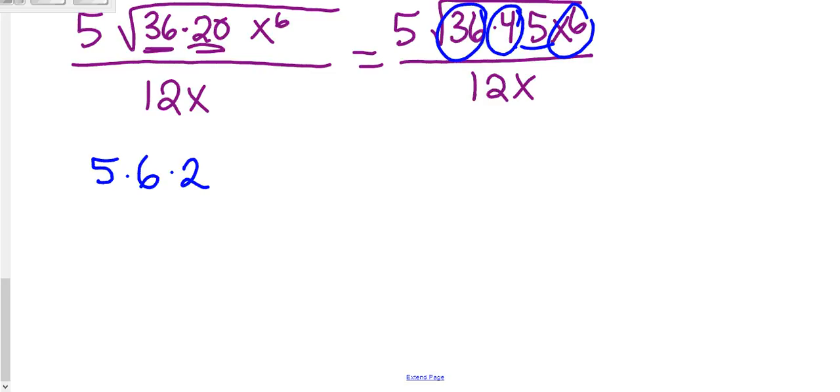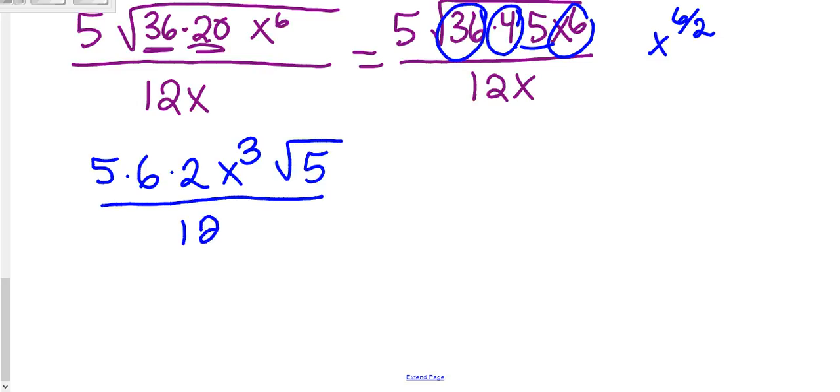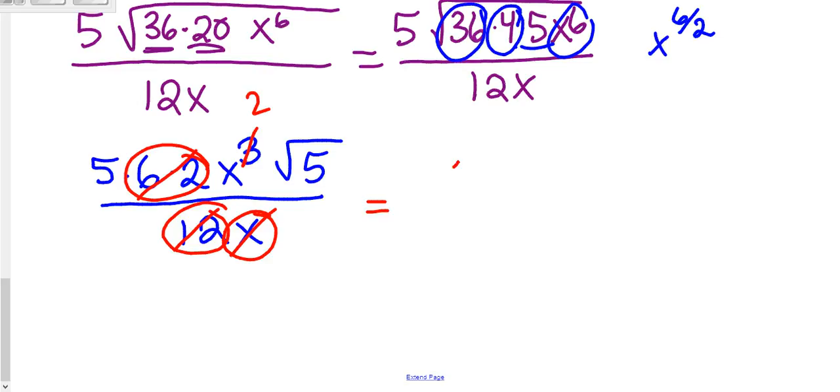Our shortcut is that a square root has an invisible 2, so we divide the exponent by 2. That is x cubed. And the 5 is left over under the square root, over 12x. And we can cancel these out. 6 times 2 is 12. Those can cancel. X cubed and x, x would cancel. This would go down to an x squared. So this is 5x squared, square root of 5. That's our final answer.